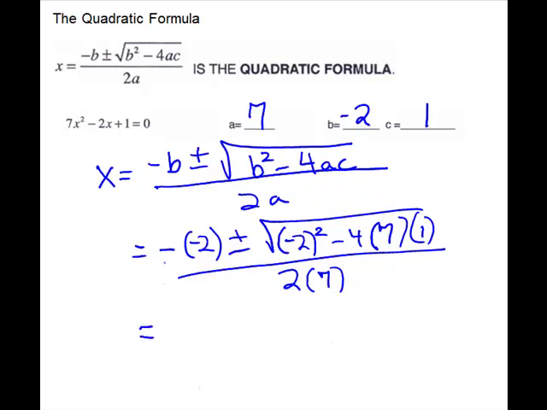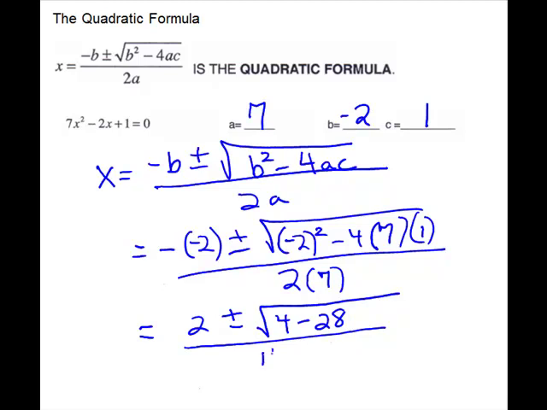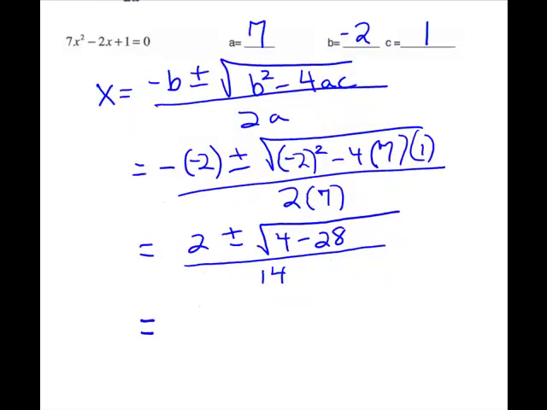Now we'll clean up. This will give us 2 plus or minus the square root of negative 2 squared is 4. 4 times 7 is 28 times 1 is 28. So this will be minus 28 all over 14. So what kind of solution are we going to get if we have a negative radicand here? Complex solutions.